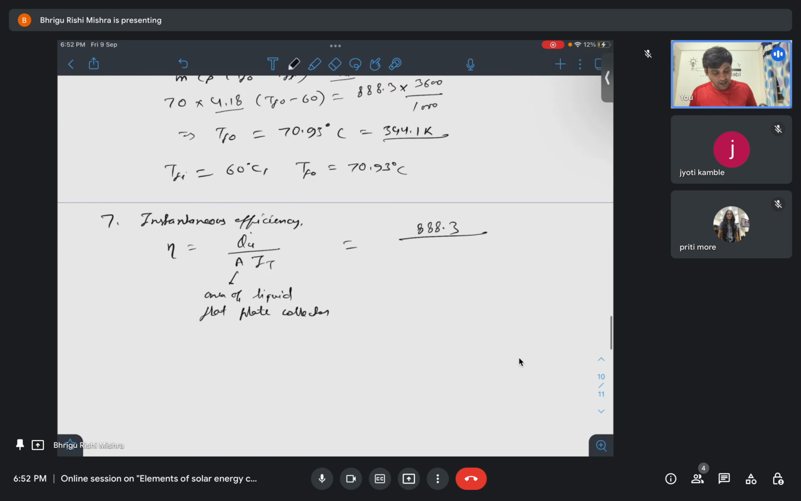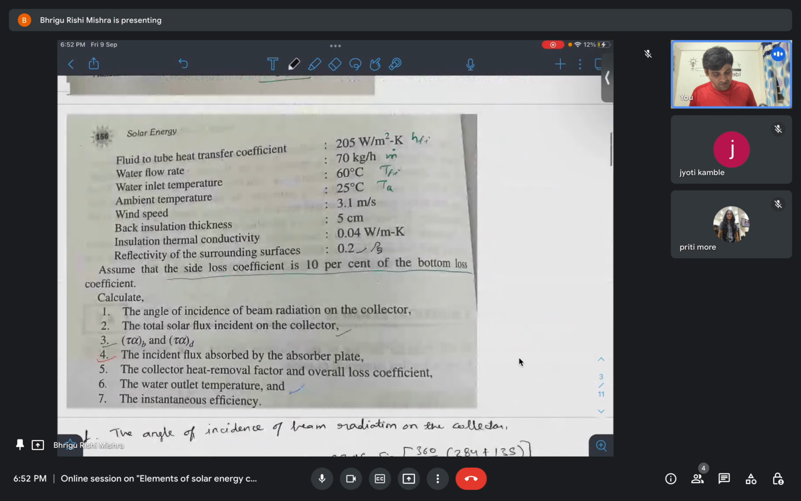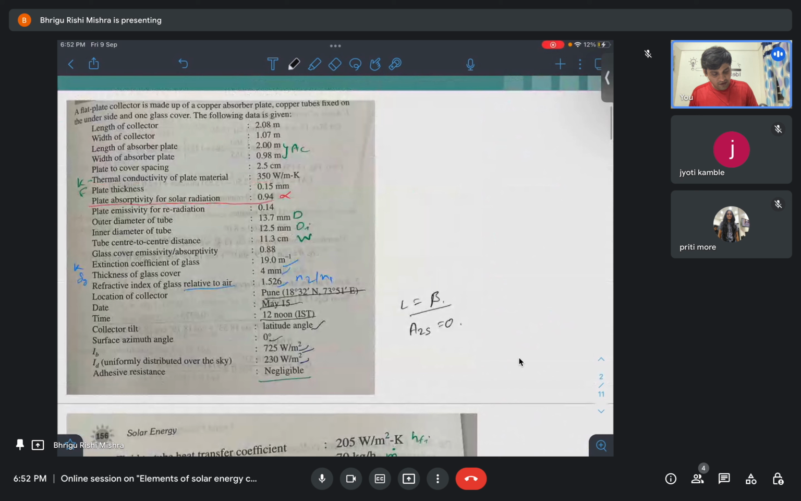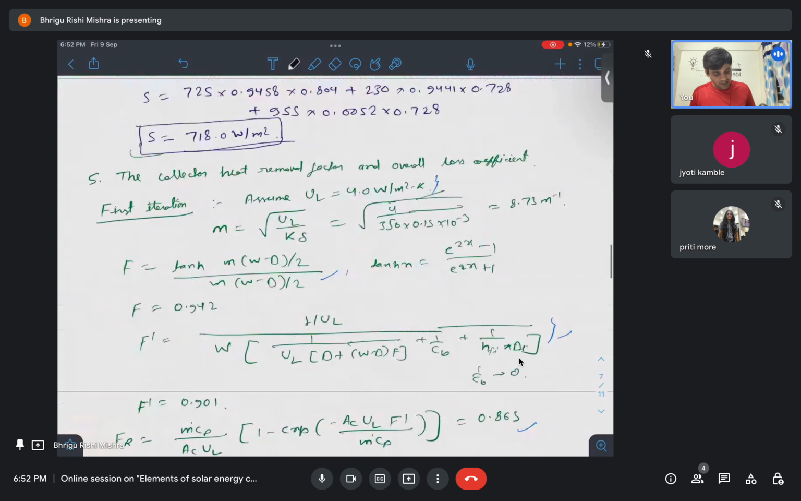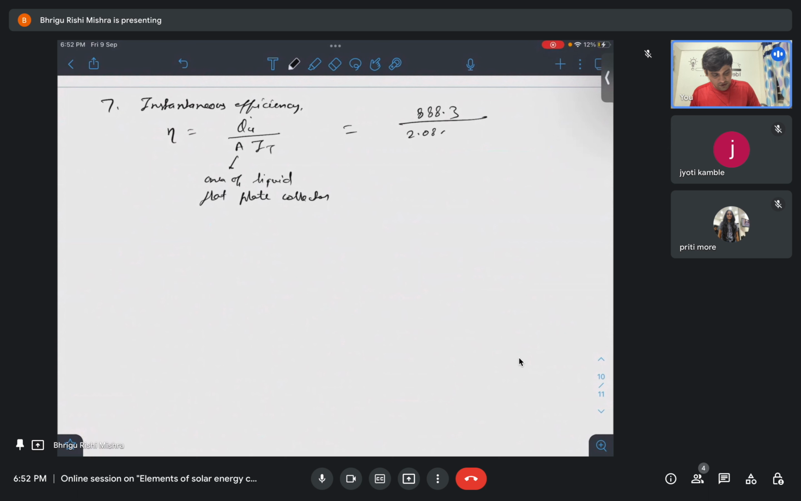We have the value of Q dot, which is 888.3. For the area of the collector, the dimensions are already given here: this is the length of the collector, this is the width of the collector, this is A. So it is 2.08 into 1.07, and IT is 914.7. So it is around 0.436. That means the instantaneous efficiency is 43.6%, which is a quite decent efficiency. So that's it.